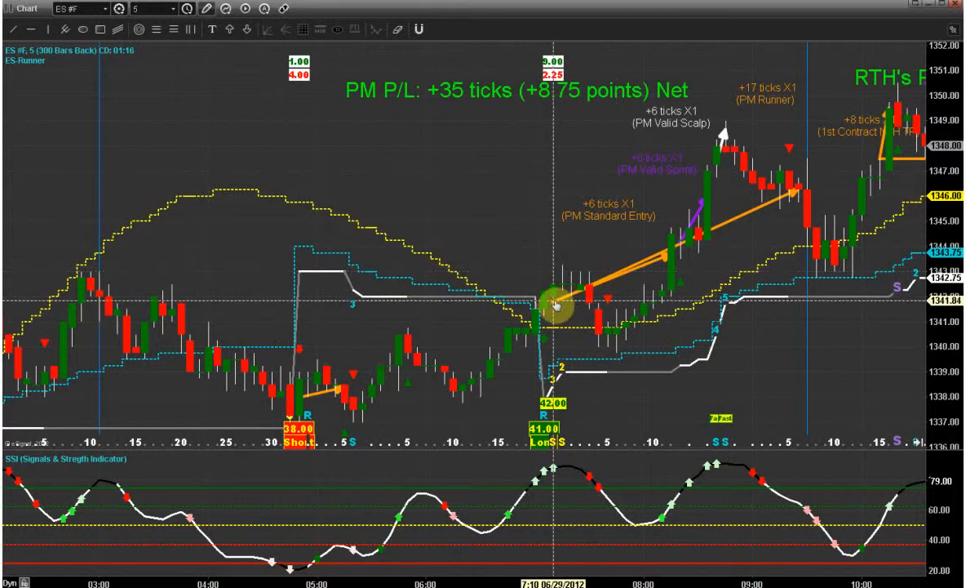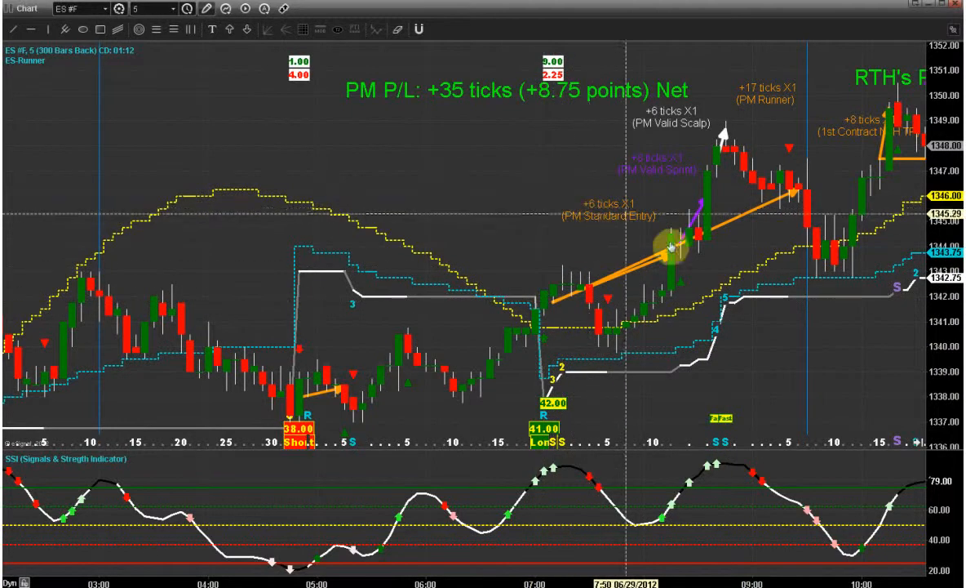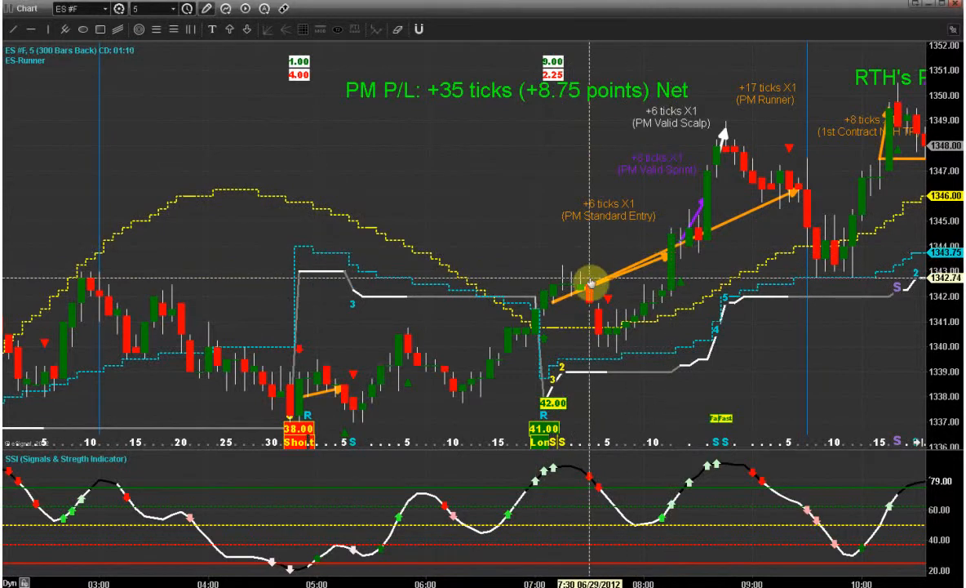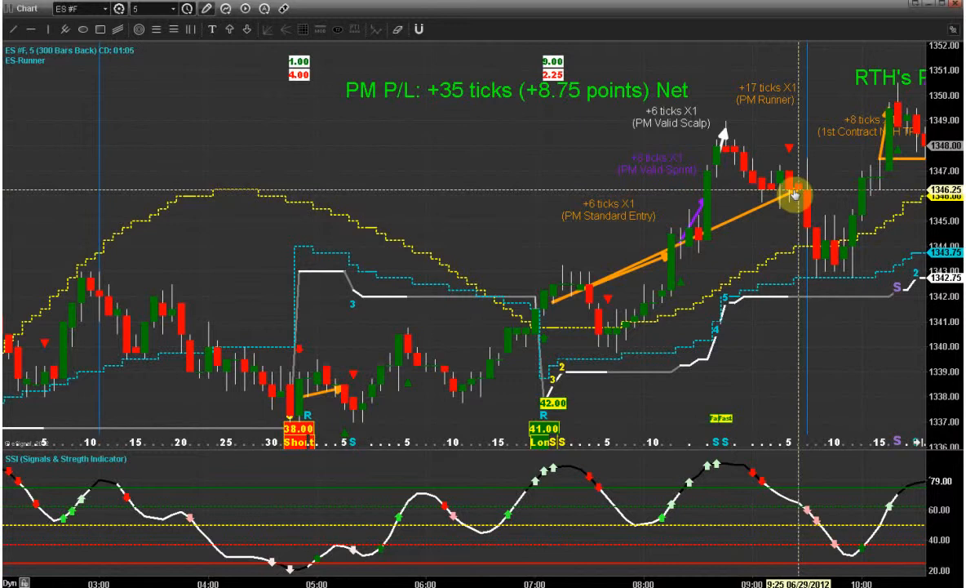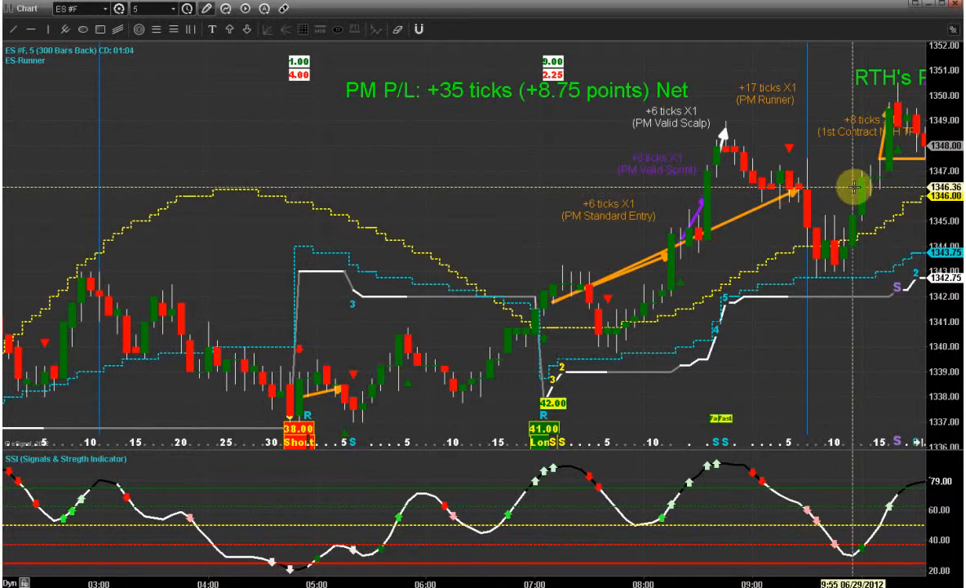And then a runner that's in on the first 2 contracts. Remember, the second contract is brought to break even once you make 6 ticks on your first contract in pre-market. You then bring the second contract to break even and you allow it to be a runner. That was taken out here 5 minutes before the market opened at 9:30. That is one of the rules.